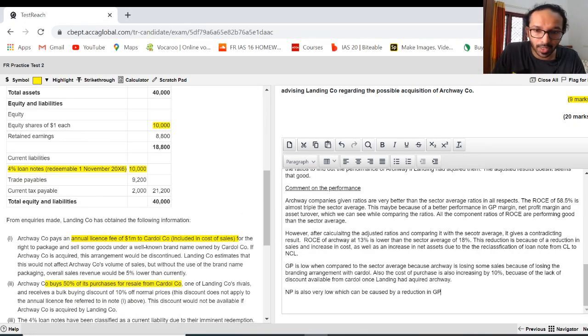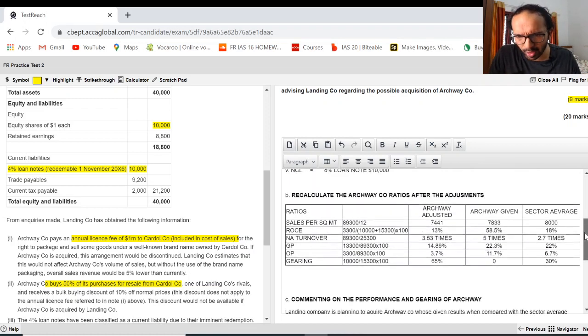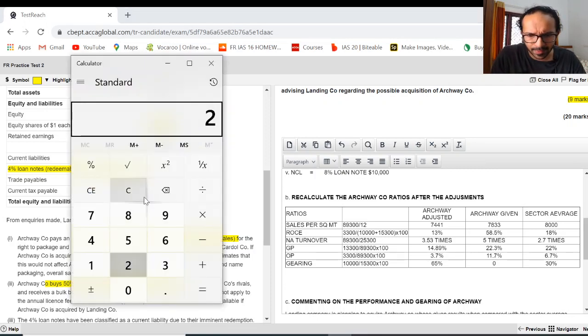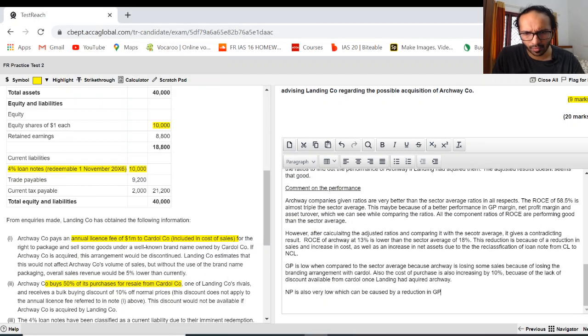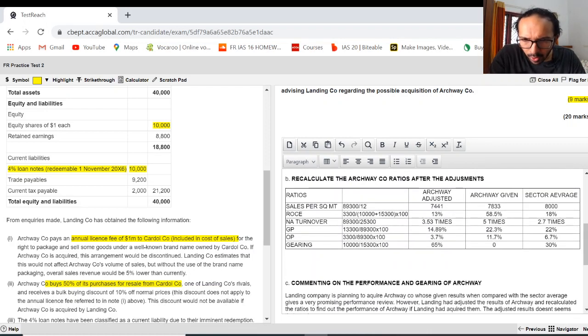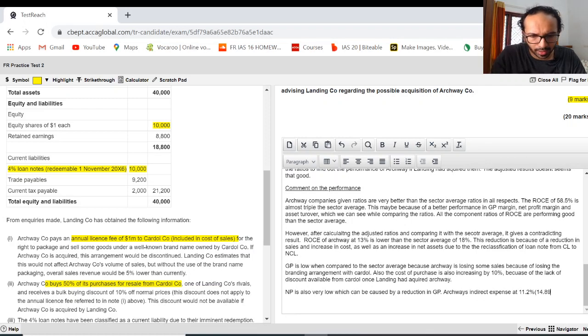NP is also very low, which can be caused by a reduction in GP or because of an increase in indirect expense. Now let us look at the indirect expense of Archway and the sector. Sector's indirect expense is GP minus NP, 15.3. Archway's indirect expense is 14.89 minus 3.7. It is only 11.2, right? So it is low. Archway's indirect expense at 11.2%, calculated as GP 14.89 minus 3.7, is lower than the sector average.